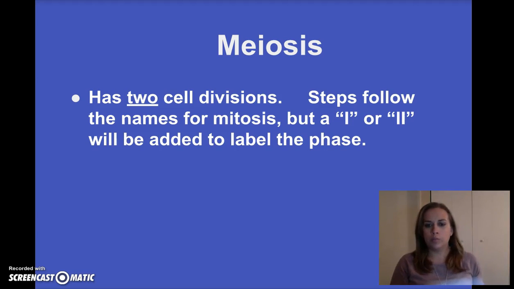So you had prophase, metaphase, anaphase, telophase for mitosis. With meiosis, you'll have prophase 1, metaphase 1, anaphase 1, telophase 1. Then prophase 2, metaphase 2, anaphase 2, telophase 2.